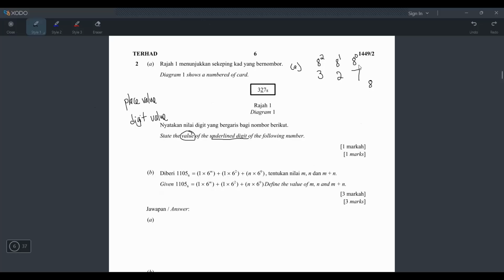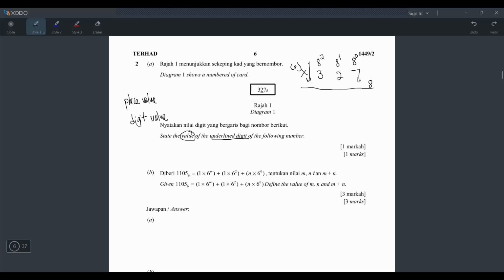But what if it's a base 7? Then the place value will be 7 power 0, 7 power 1, 7 power 2, like that. But this is just the place value. If I want the digit value, it means I have to times.